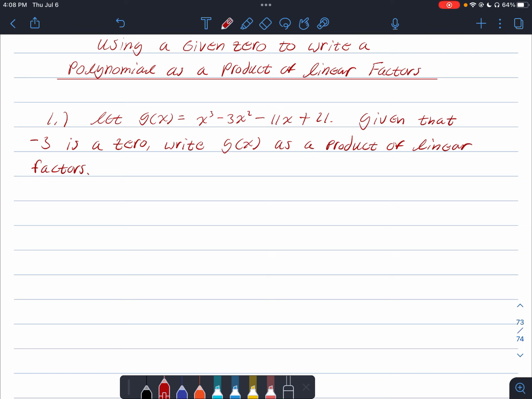Okay, so this is where we are given a zero to a polynomial, and we want to write it as a product of linear factors. So we're given a zero, and we want to see if we can fully factor some given polynomial. Okay, so here, let's take a look at this first example.